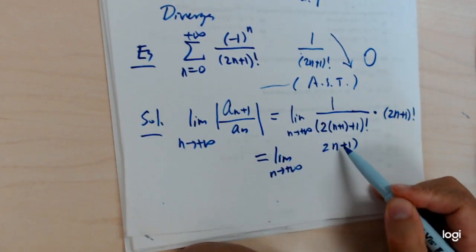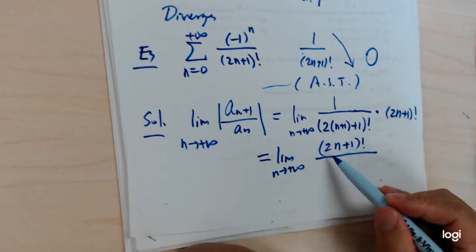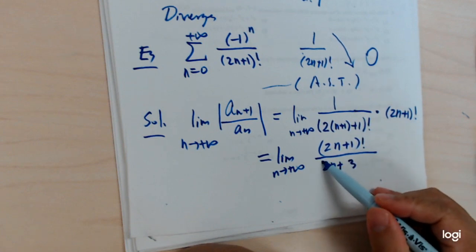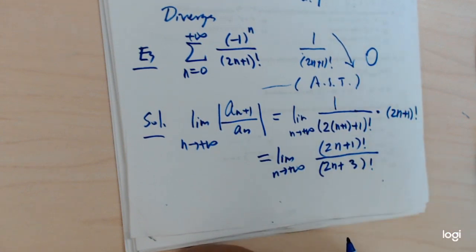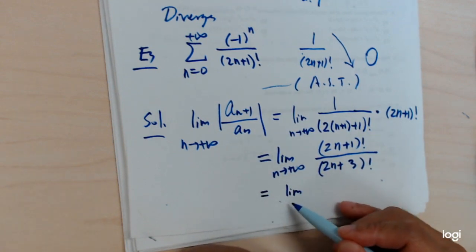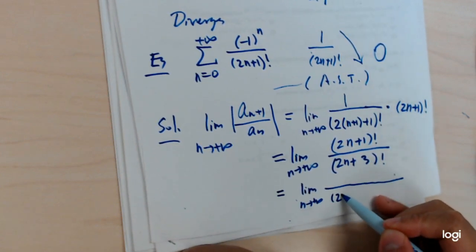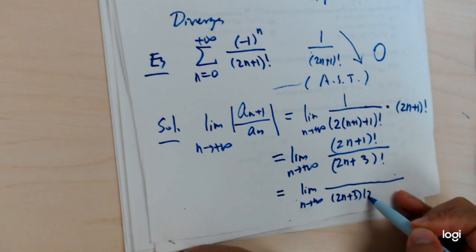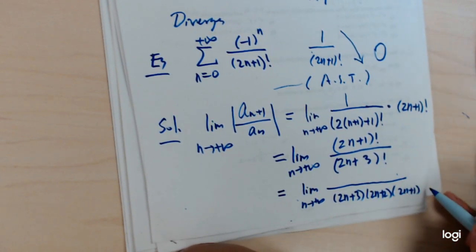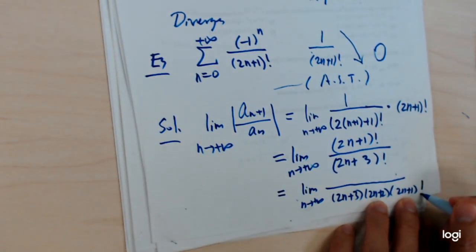So you got 2n plus 1 factorial on the top. The bottom here, when you FOIL this out, you get 2n plus 3 factorial. 2n plus 3 factorial is 2n plus 3, 2n plus 2, followed by 2n plus 1, and then 2n, and then all the way down to 1. So in other words, the term back there is actually 2n plus 1 factorial, okay?